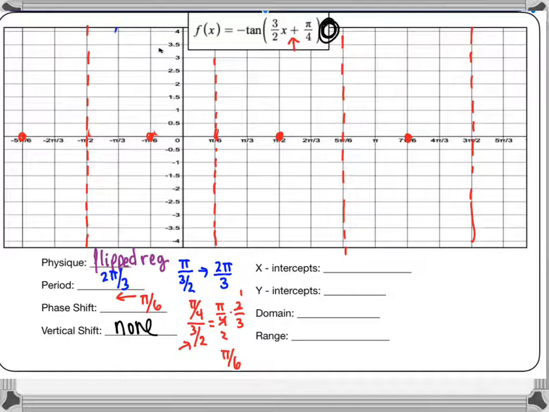It says that it's going to be flipped and regular. So I know, and I don't want you guys to mark this down right away, but it's going to look something like this. We just need to get maybe some of the y-intercept so we can see what that physique really entails, and then scope our graph after that. Okay, so x-intercepts.